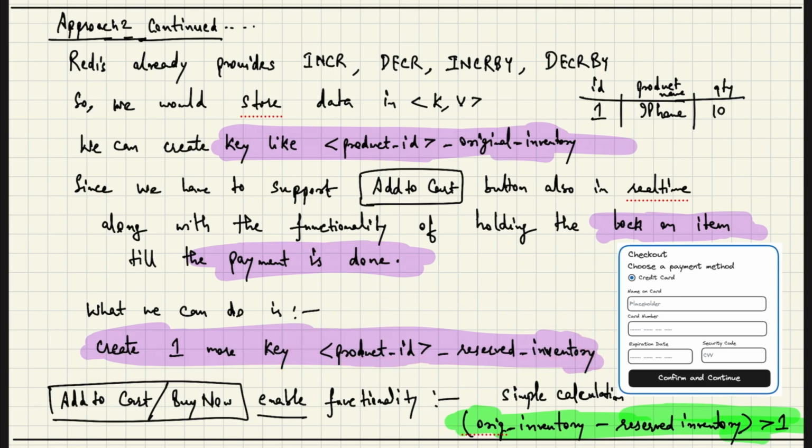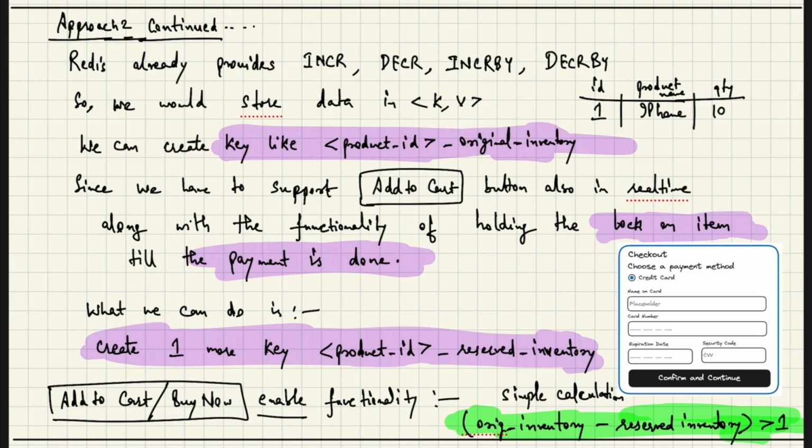Now let's see how the add to cart or buy now button would be enabled. That's a simple calculation: original inventory minus reserved inventory should be greater than or equal to 1, right? If that is the case, that means our add to cart or buy now button should be enabled, because now it is lightning fast. Because imagine if we don't keep this key and we directly start doing the decrement operation here, it would be a challenging part. We need to maintain so many things, right?